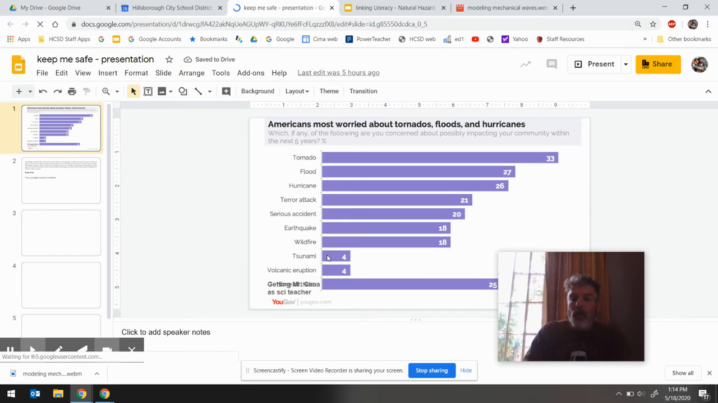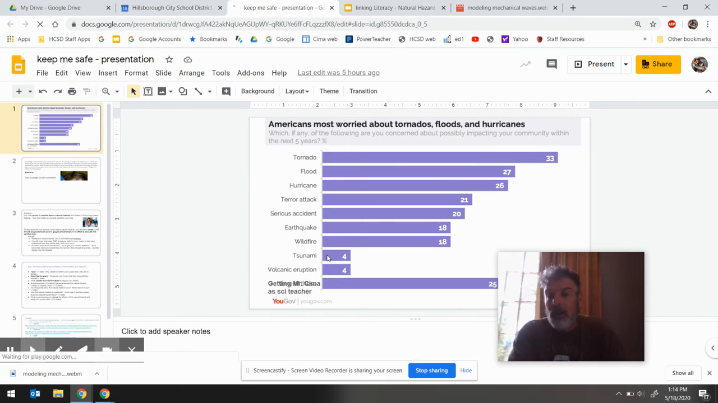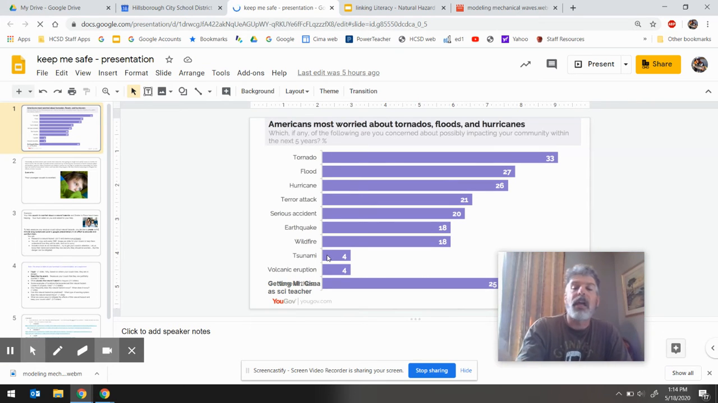If I have a chance, I will make my own version of this thing later. So what I'll do is I'll end up making my own Screencastify. I was going to do it on wildfires. I started doing it and I ran out of time.